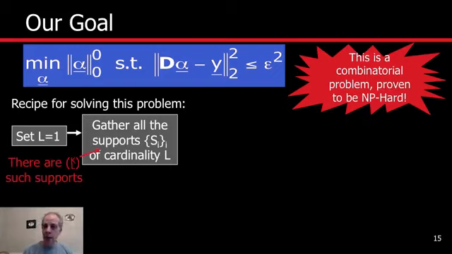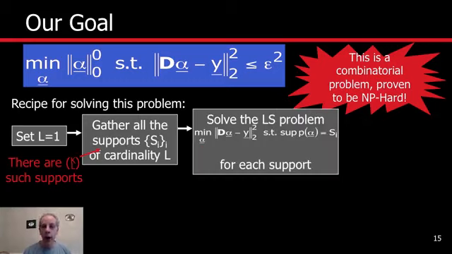Now, how many possibilities do we have? We have already seen that. We have L chosen out of K. In the case of L equal 1, we have basically K possibilities. When we iterate this, because then we are going to do L equal 2, we have on the order of K squared possibilities. And as L increases, we're going to have more and more possibilities. But for now, we basically have all the possible supports.